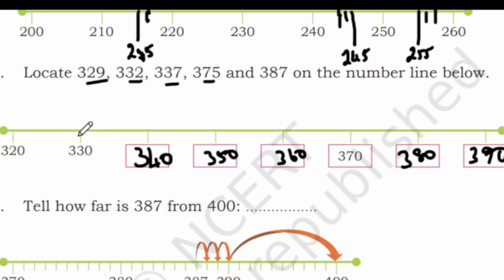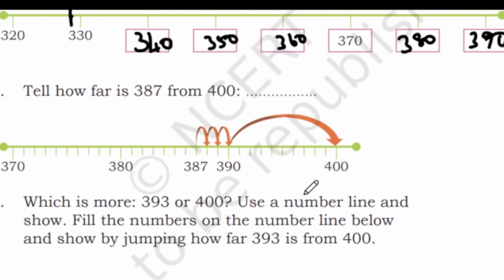So 298 is just one line below 230. Here, I'm sorry, 330. So this one is 229. Okay, so this is going to be very easy, children. Okay, so tell how far is 387 from 400.